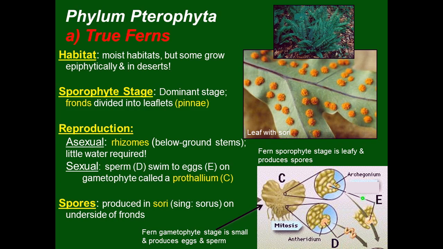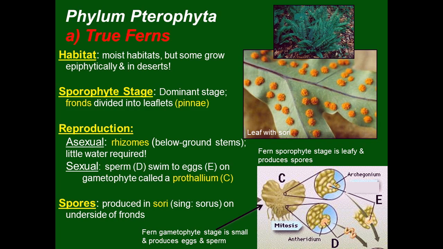The spores are produced in sori, singular as sorus, on the underside of the fronds. We can see a few different pictures here. In the top right, we can see a whole fern. In the middle picture, we can see a leaf with sori, typically found on the underside of the fronds.